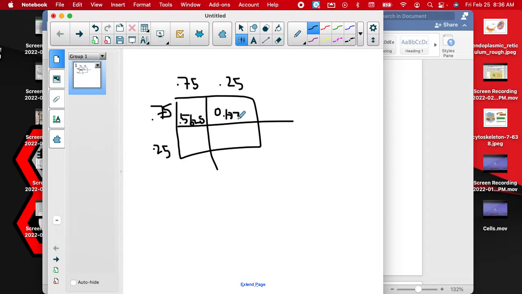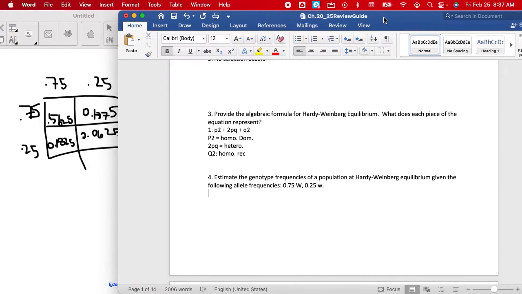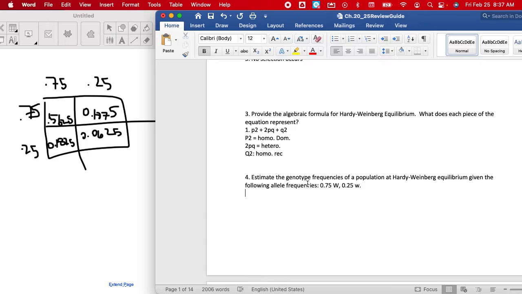is 0.1875. So that's the same down here, 0.1875. And then 0.25 times 0.25 is 0.0625. All right, so I'm just going to keep that off to the side. Bring this back up to the front. Okay, so they want to know the genotypic frequencies.